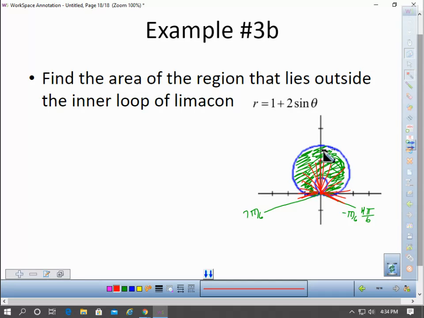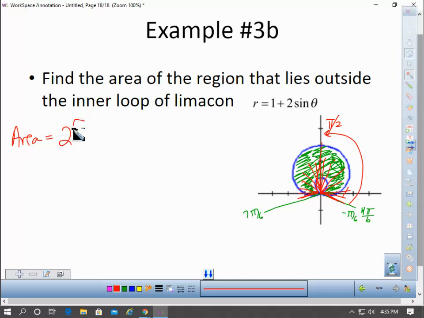And I'm not even going to do that much. I'm going to go from negative pi over 6 to pi over 2, and then I'm going to double my answer. That'll just be this right half. I will double that answer, and then I'm going to subtract off the loop. So this is what my area would look like.